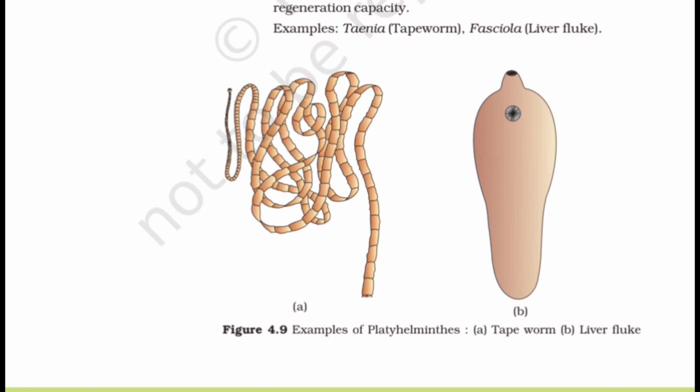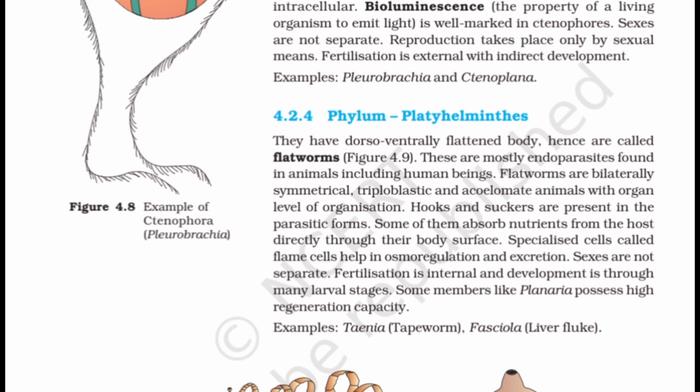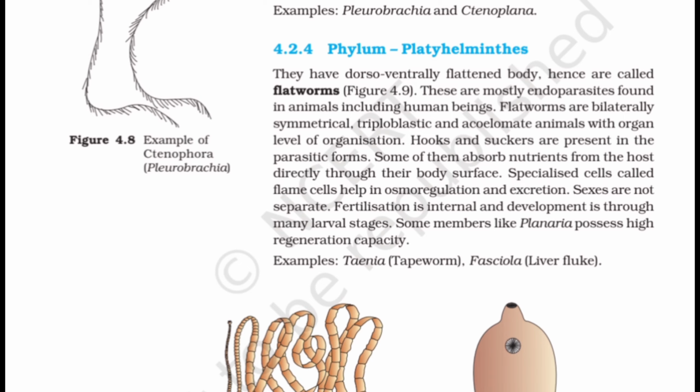of Platyhelminthes. The first one is tapeworm and the other one is liver fluke. These are mostly endoparasites found in animals, including human beings. Flatworms are bilaterally symmetrical, triploblastic and acoelomate animals with organ level of organization. Hooks and suckers are present in the parasitic forms. Some of them absorb nutrients from the host directly through their body surface. Specialized cells called flame cells help in osmoregulation and excretion.